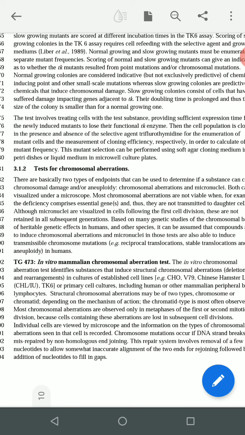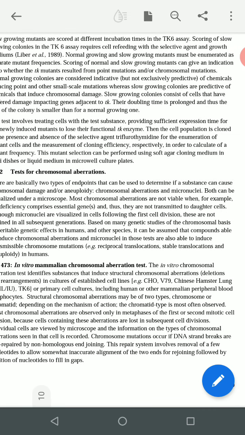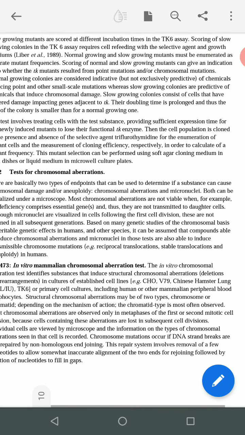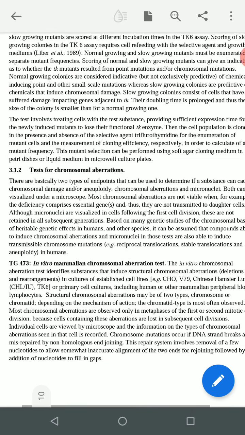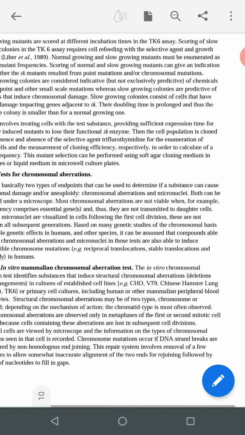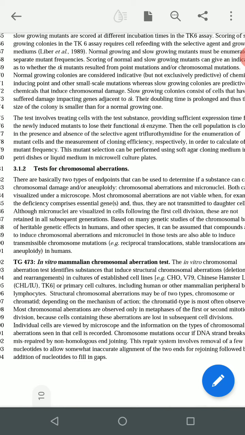Depending on the mechanism of action, the chromatid type is most often observed. Most chromosomal aberrations, meaning changes or damage, are observed only in metaphase of the first or second mitotic cell division, because cells containing these aberrations are lost in subsequent cell divisions.